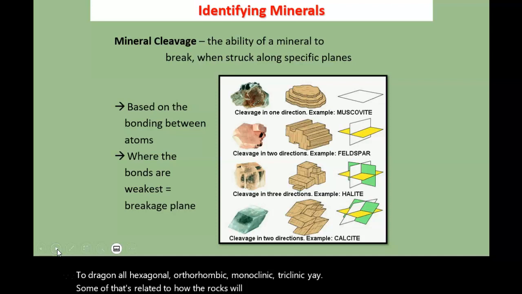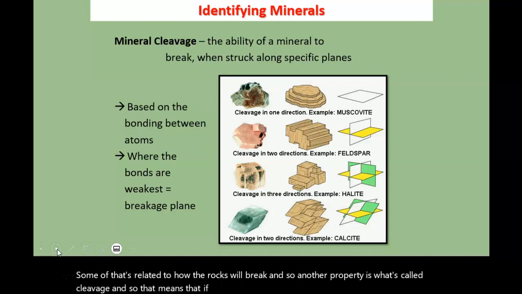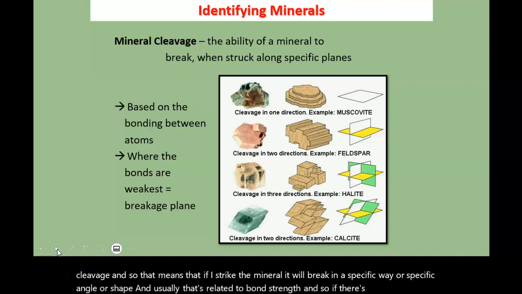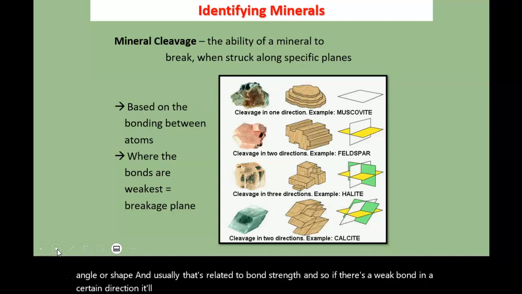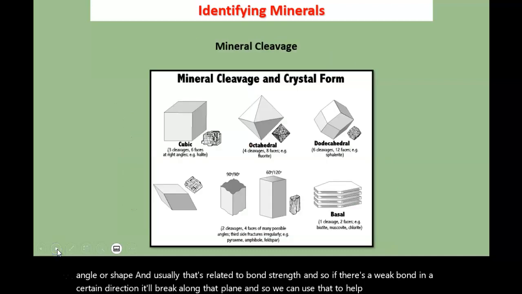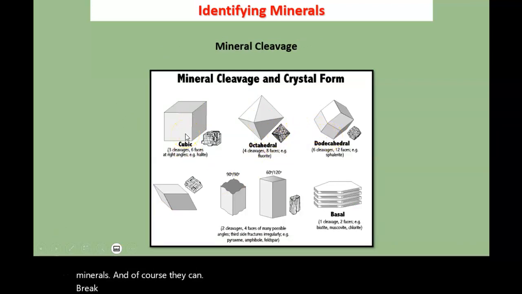And so another property is what's called cleavage. That means that if I strike the mineral, it will break in a specific way or specific angle or shape. And usually that's related to bond strength. If there's a weak bond in a certain direction, it'll break along that plane. And so we can use that to help us identify specific minerals. And of course, they can break in certain shapes, cubic shapes and things like that.